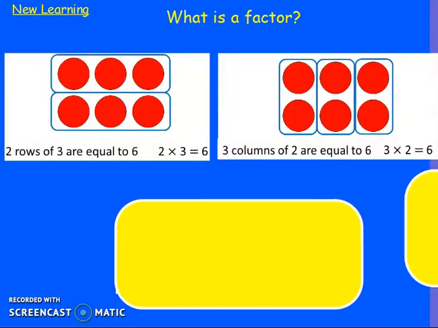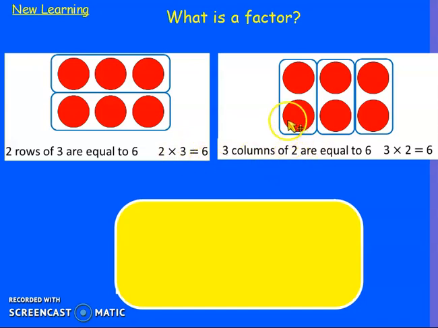On the board you will see a picture of 6 counters. The first one has been organised into 2 rows of 3. 2 times 3 equals 6.